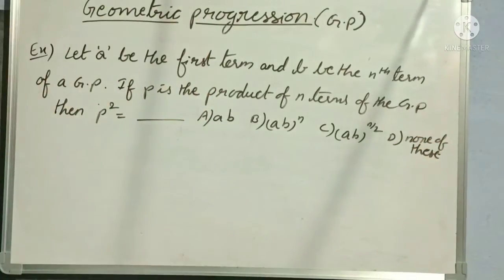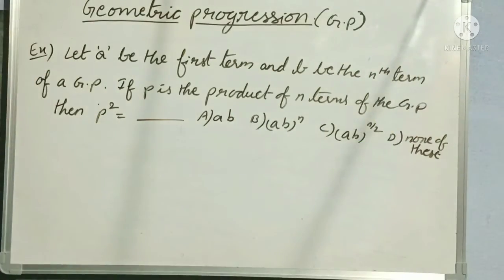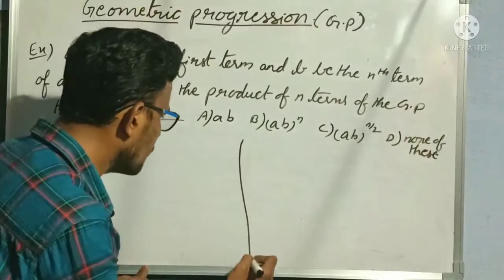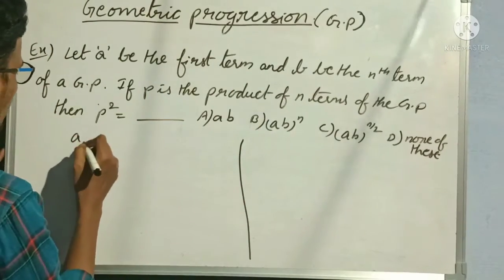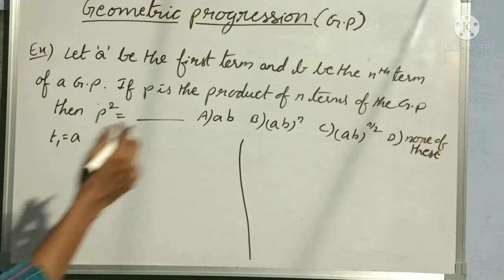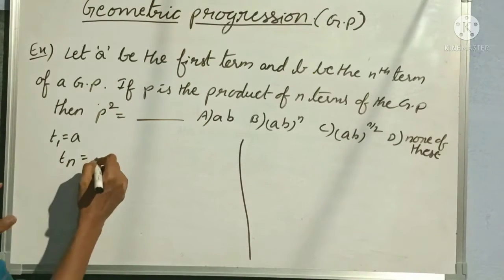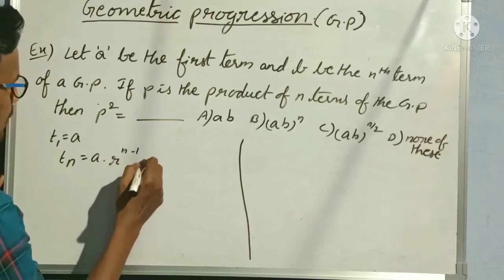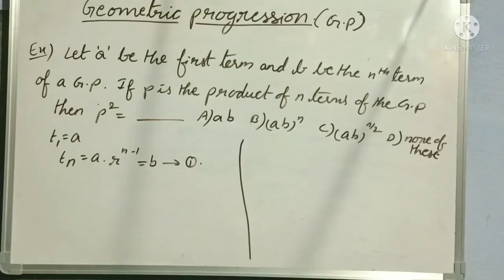Now let us solve this simple example. Very important, but very easy if you understand. So first let us write what is given. A is the first term, so T1 is equal to A. And Tn is the nth term. What is the formula for Tn? Tn is equal to A into r power n minus 1. This value is given as B. So let us take this as equation 1.